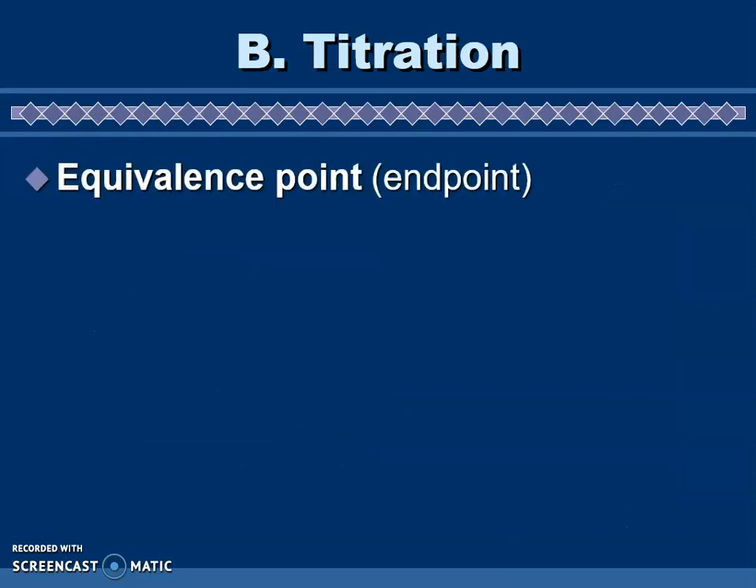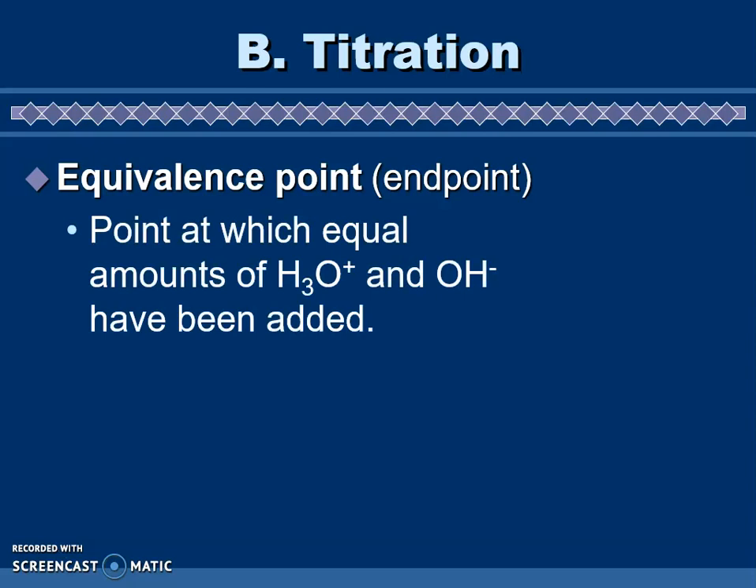And the key point in a titration, the key step is when you reach the equivalence point. This is your end point. This is when you're done and you're ready to do calculations. So the equivalence point is the point at which you have added equal amounts of hydronium ions and hydroxide ions. Okay, so that's where it's equal between the two solutions that you're using.